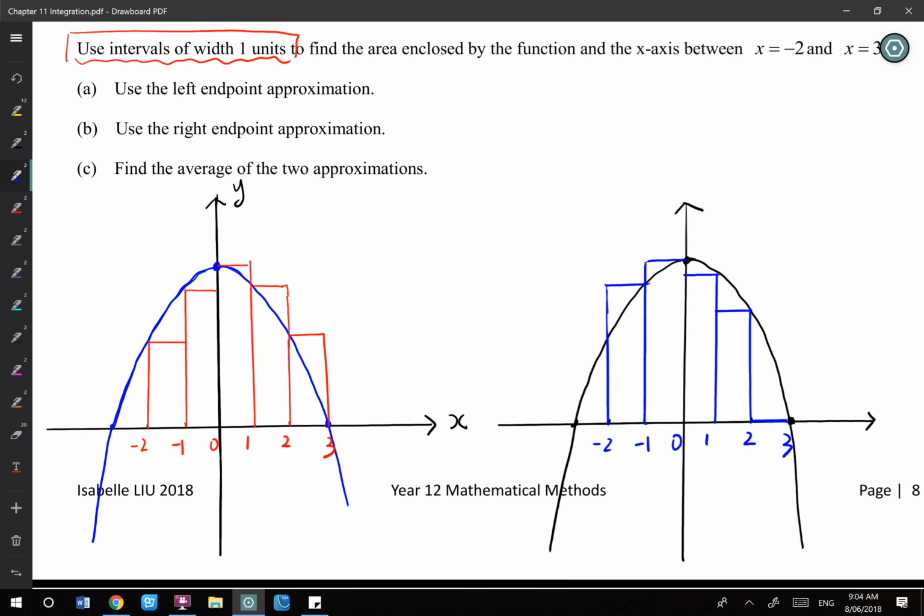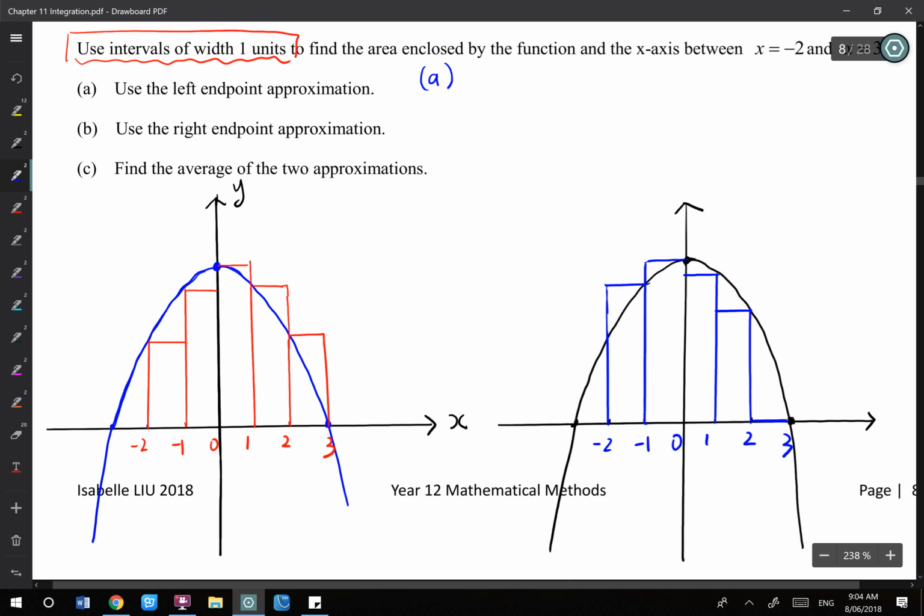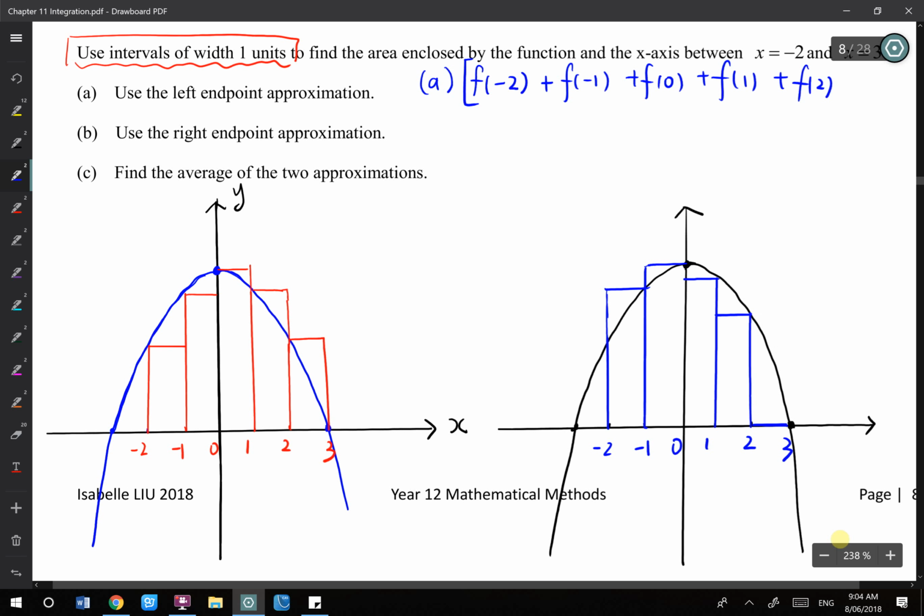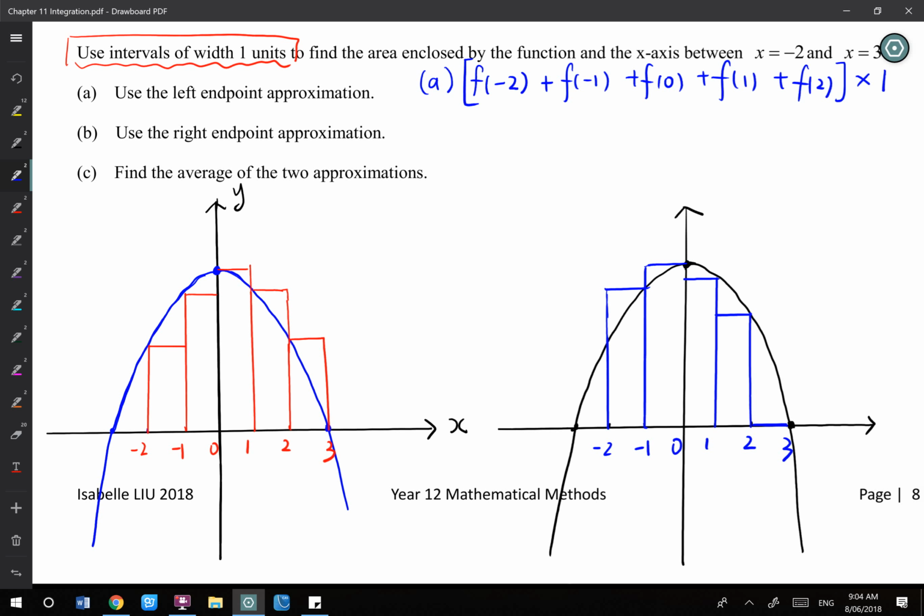If I can write the equations, I will get for A, the left-hand side approximation. What should the formula be? The formula should be f(-2), well, the height, plus f(-1), plus f(0), plus f(1), plus f(2), times 1. So this height, this height, this height, this height, this height: 1, 2, 3, 4, 5 heights.